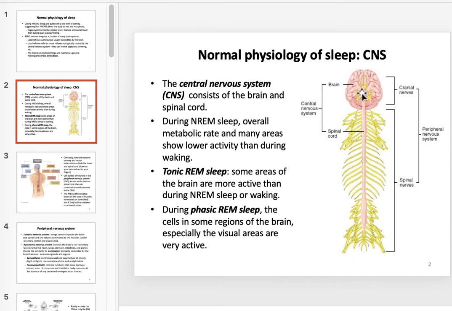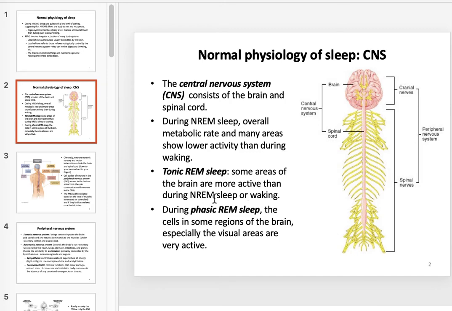Once again, the central nervous system consists of the brain and spinal cord. Here we have a ventral view of the brain. These are the olfactory bulbs coming off along with the cranial nerves, our spinal cord, and the nerves coming off the spinal cord. In general, what's happening in non-REM sleep is lower metabolic rates and activity than we see during waking, and that's really going to fuel some of our theories that non-REM sleep is about recuperation and rest.